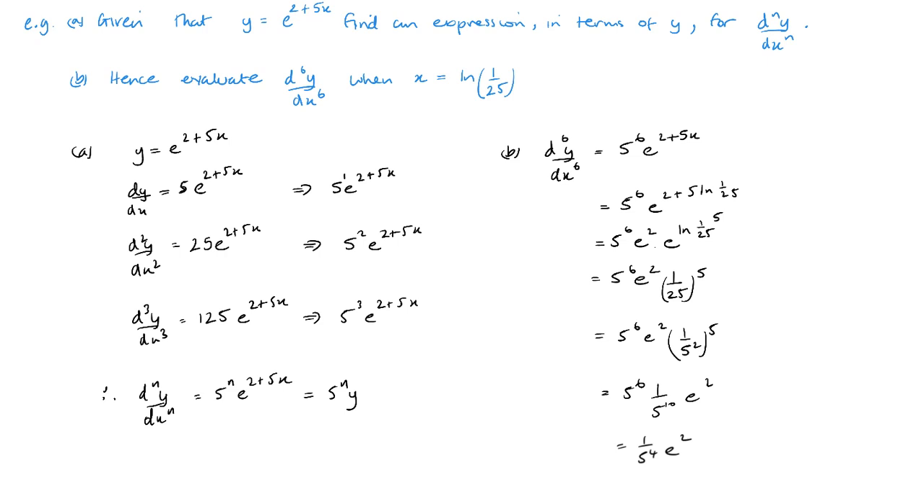1 over 5 to the power 4 is 1 over 625, e squared. Of course, I could have just done this up here in my calculator. Okay, and I'll leave the e squared here, but if it did say give the answer to 3 significant figures or 2 decimal places, then obviously I would have.